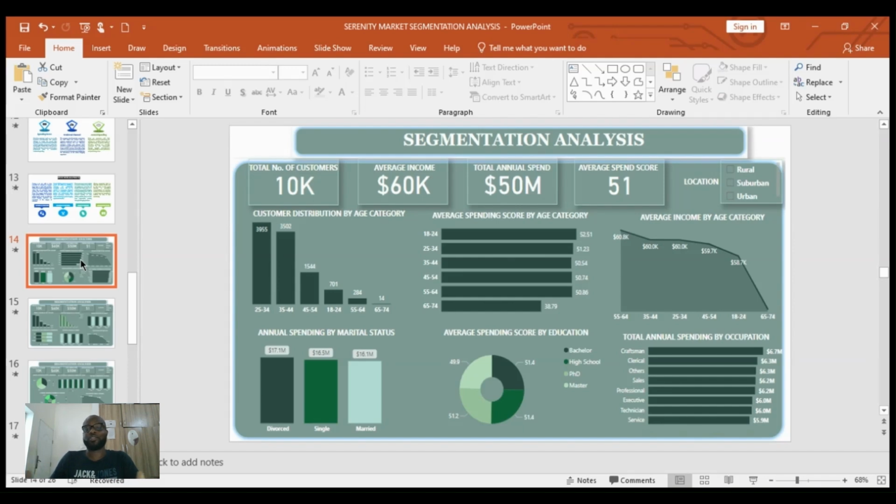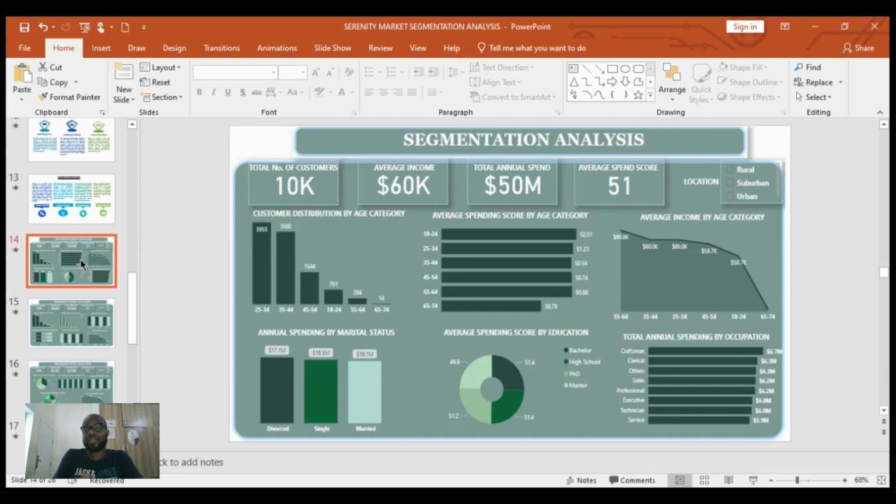It is interesting to note that the young adults, which we have categorized as ages 18 to 45, actually spend more. It's quite understandable because they don't seem to have as much commitment as the middle-aged or the elderly. Then we also look at average income by age group. Here we discovered that the middle-aged customers earn more, and then the young adults come close to the middle-aged customers.